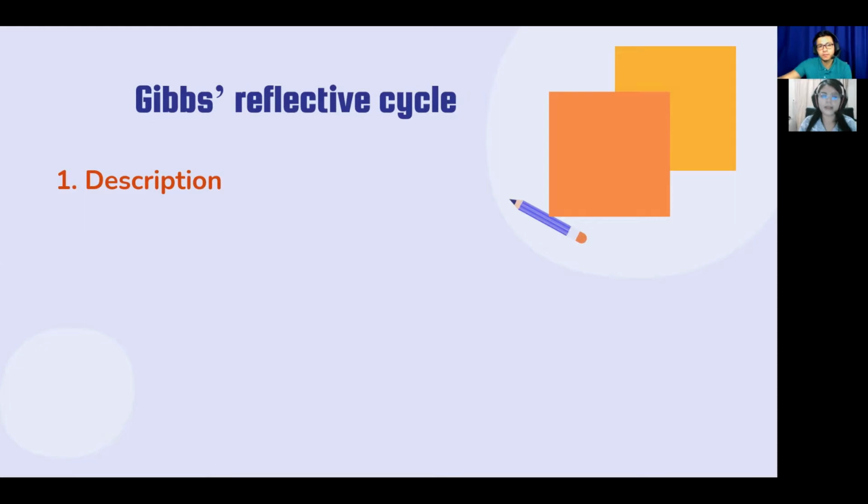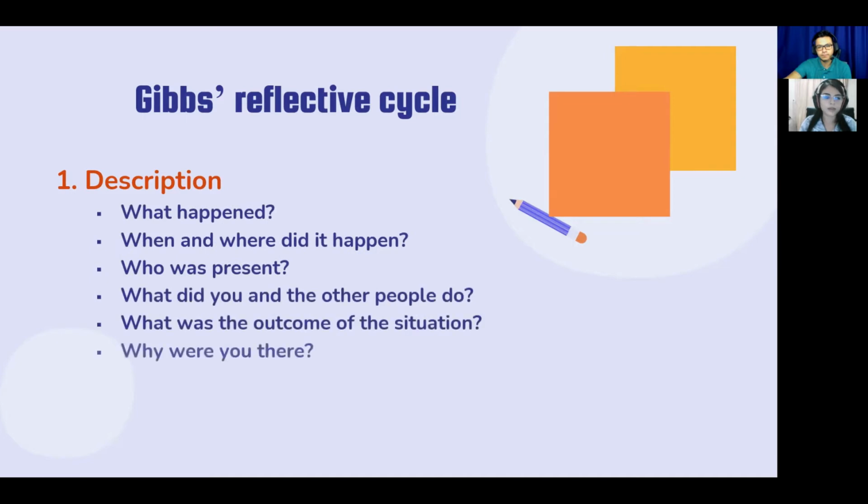Yeah. In this section, the person should describe what happened, as you mentioned, right? And it is not necessary to be analytical at this stage. Just describe what happened in a specific moment of the experience that you had. You don't need to describe the whole thing, just a moment that you choose. And there are some questions that can help you come up with a description. Those questions are: what happened, when and where did it happen, who was present, what did you and the other people do, what was the outcome of the situation, why were you there, and what did you want to happen.